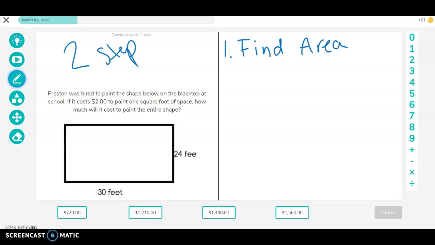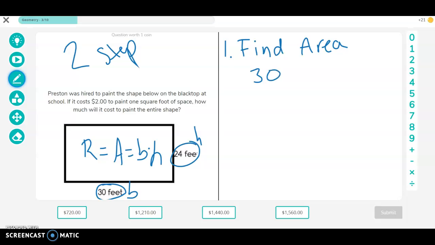So we have a rectangle here. Remember, a rectangle or any type of quad equals the area, which is base times height. So this is our base, this is our height. So we're going to take 30 times 24.